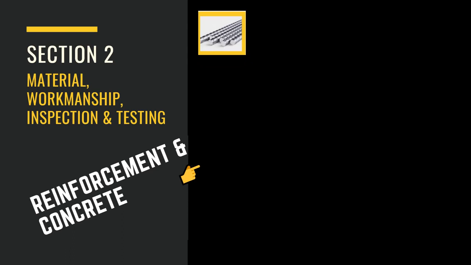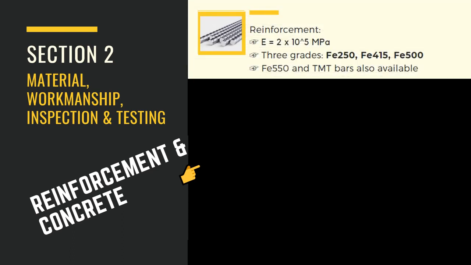First, we'll see about the reinforcement. What is reinforcement? It is nothing but the steel we are providing at the bottom of the concrete to take the tension. So the reinforcement or the steel should have the Young's modulus of elasticity equal to 2 × 10^5 megapascal irrespective of any grades, that is Newton per mm square. The 3 grades widely used are Fe250, that is mild steel, Fe415 and Fe500. Nowadays, Fe550 and TMT, thermomechanically treated bars, are also available. So this is all about some points on reinforcement.